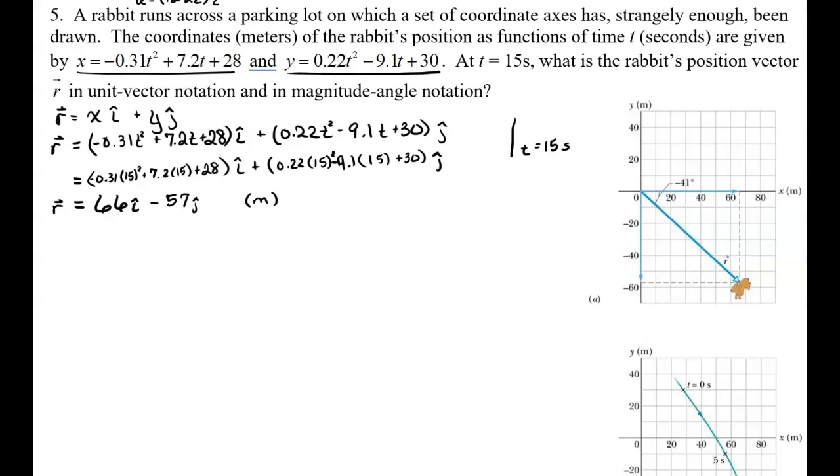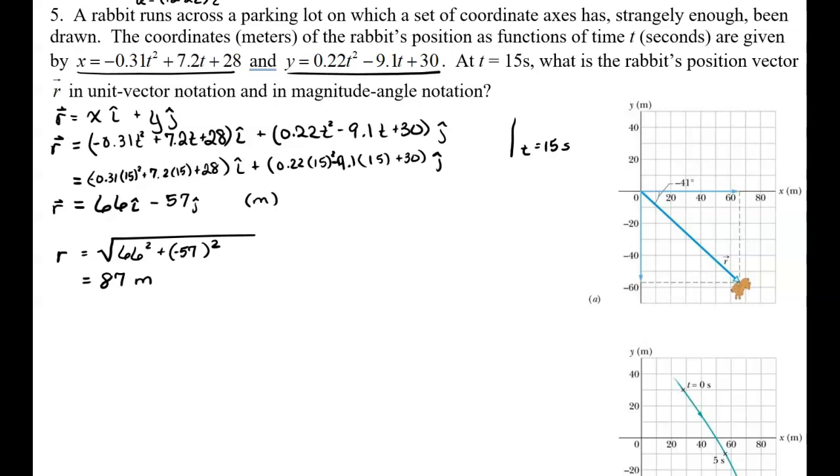So it sounds really scary, super easy here. So for my magnitude of r, I'm going to use my good friend Pythagoras. There's a reason we liked him so much in geometry class. So we're going to have 66 squared plus the quantity negative 57 squared, and then we're going to square root the whole thing. So that's going to be about 87 meters. I'm just going to ballpark to the nearest whole number here.